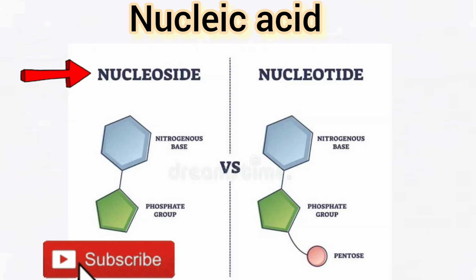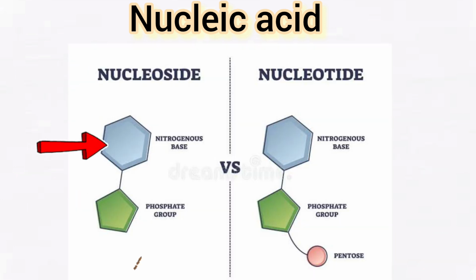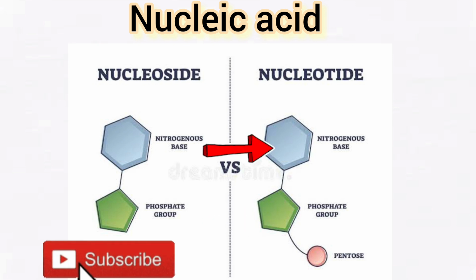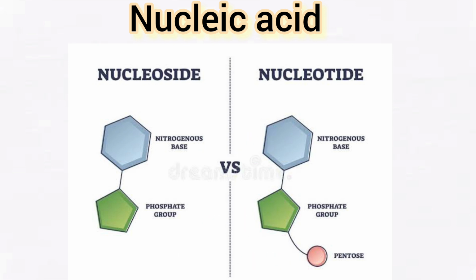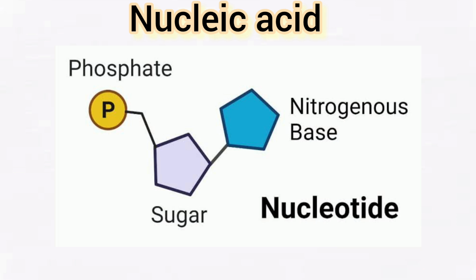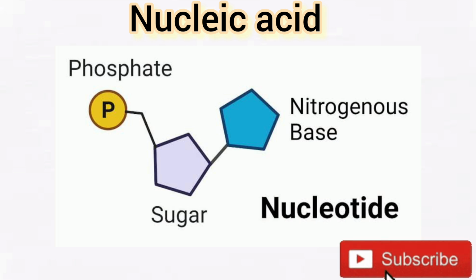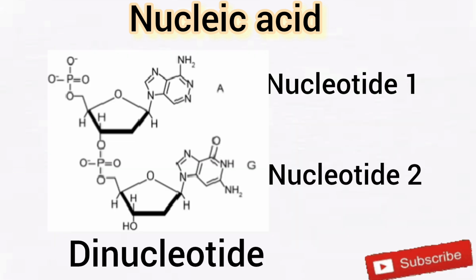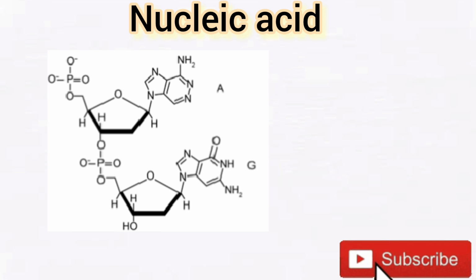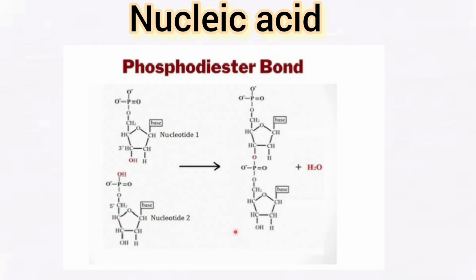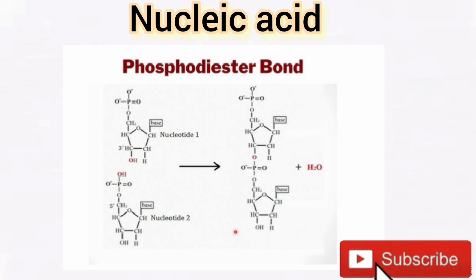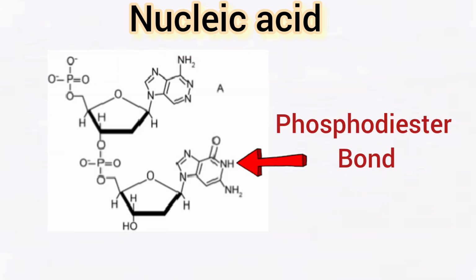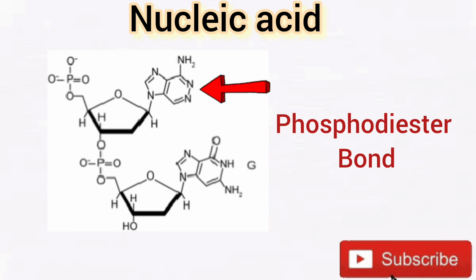Note that the nucleoside comprises of the sugar and nitrogenous base, while nucleotide comprises of sugar, nitrogenous base, as well as phosphate group. Let's talk about the nucleotide, which is the unit of nucleic acid. The structure of nucleotide is being displayed. You can see that it comprises of the phosphate group, the nitrogenous base, and sugar. A molecule of nucleotide is called mononucleotide. Now, two nucleotides combined together is called dinucleotide.